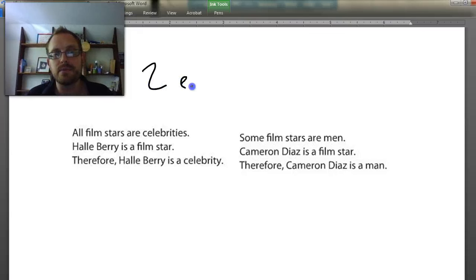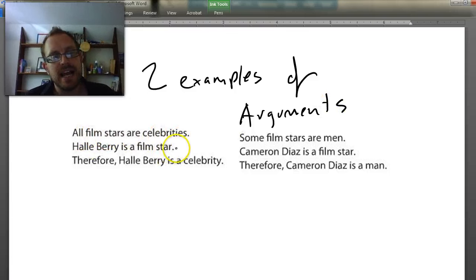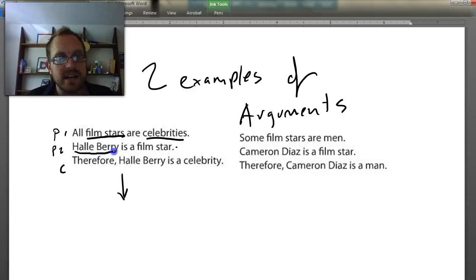Now, here are two examples of arguments. Here's the first one. All film stars are celebrities. Halle Berry is a film star, therefore Halle Berry is a celebrity. Okay? We can already see that this is the first premise, this is the second premise, and this is the conclusion. It's organized, not in perfect standard form, but fairly close. And you can see here the terms: film stars, celebrities, Halle Berry, film star. Those are the terms.